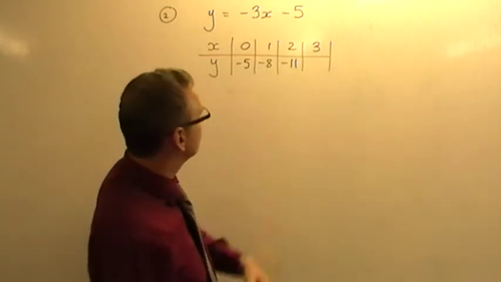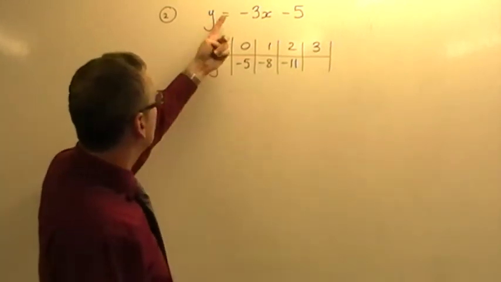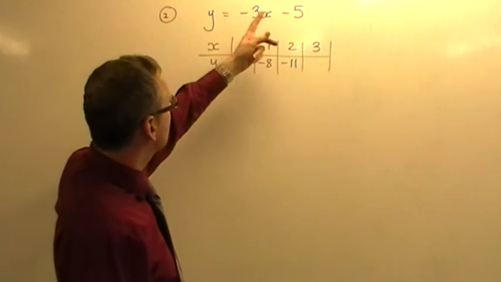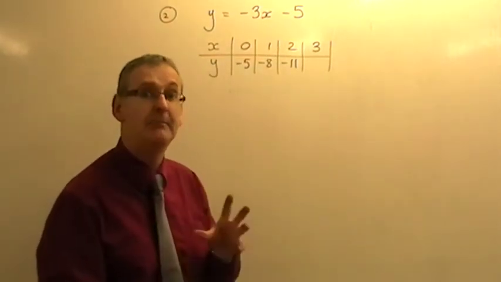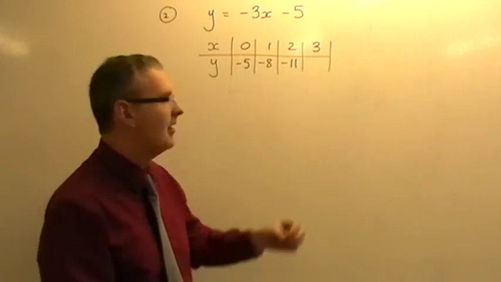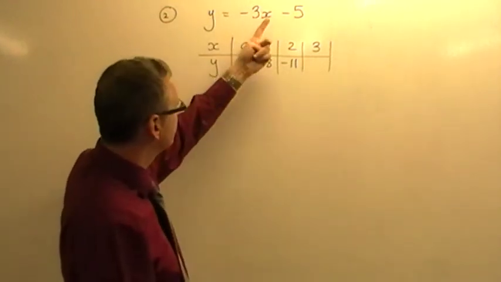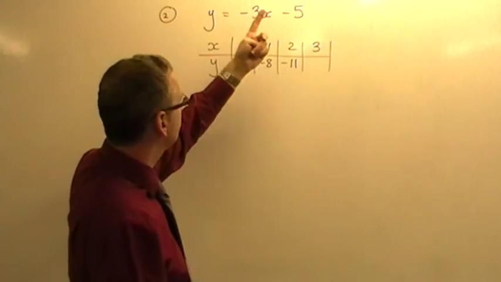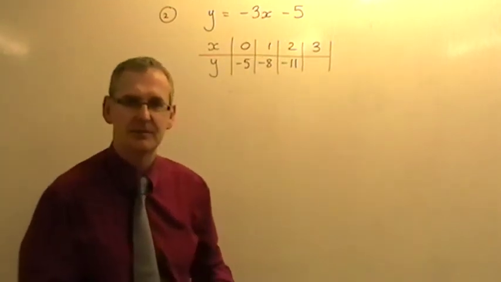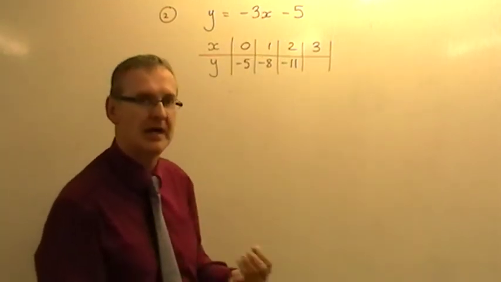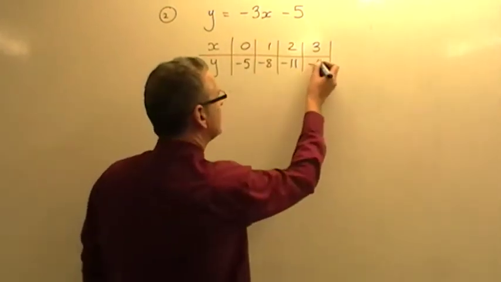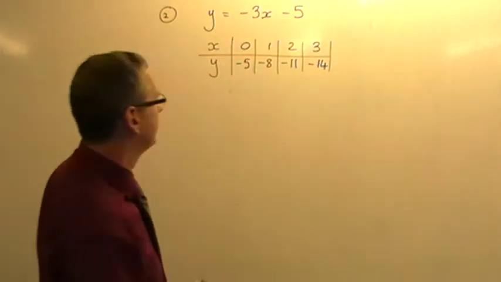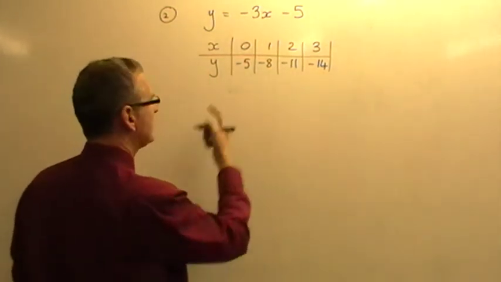Okay, if x is equal to 3, so y will be equal to minus 3 times 3. Minus 3 times 3 is minus 9. Remember, I haven't mentioned this, but a minus number times a positive number, minus 3 times a positive 3 gives a minus answer. So minus 3 times 3 is minus 9. Minus 9 take away 5 is minus 14. Like so. So let's set up the axes to plot these.